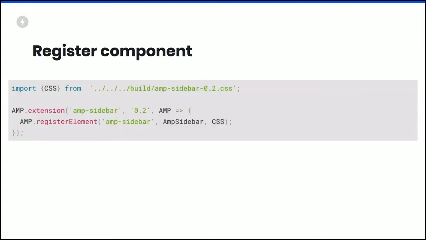Now, at the end of every main JavaScript file, we need to register the component. And this is actually very simple, by simply calling amp.registerElement. And if there's custom CSS associated with that element, we should also import that and have that as an additional argument.